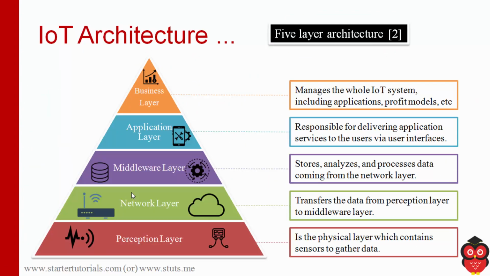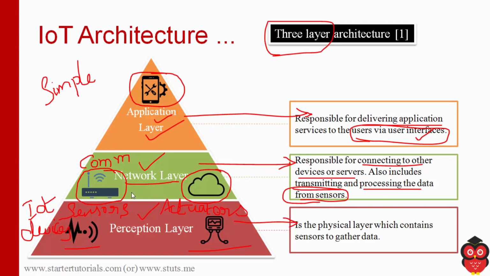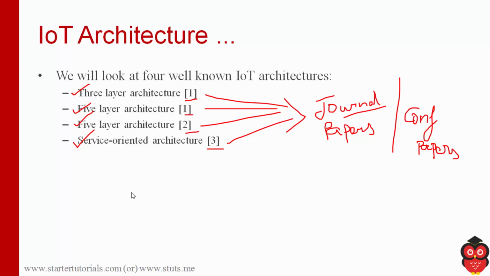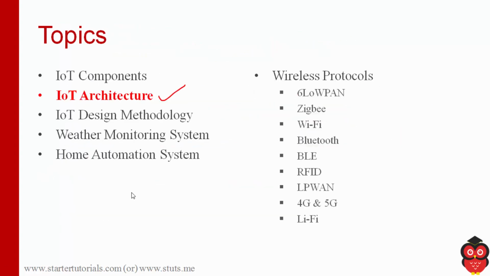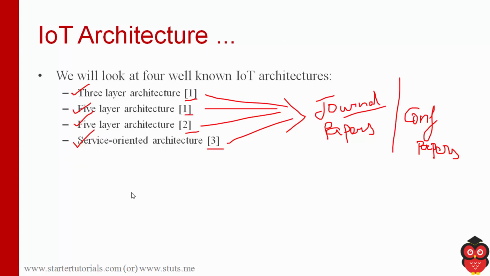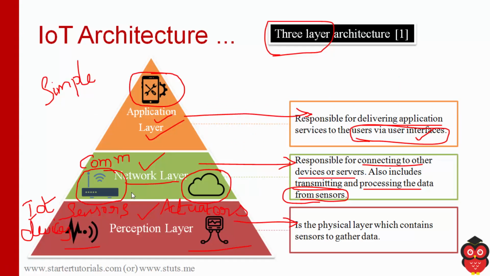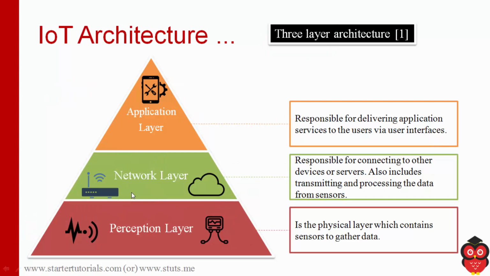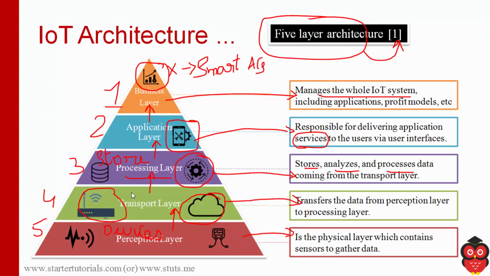Okay, so let's review what we have seen today. So we started with some points about IoT architecture, and then I told you that we are going to discuss these four types of architectures, and then we started with the simplest architecture, which contains three layers: perception layer, network layer, and application layer.